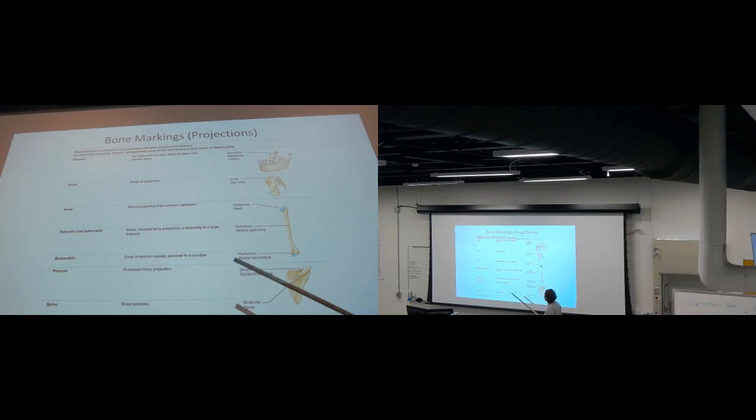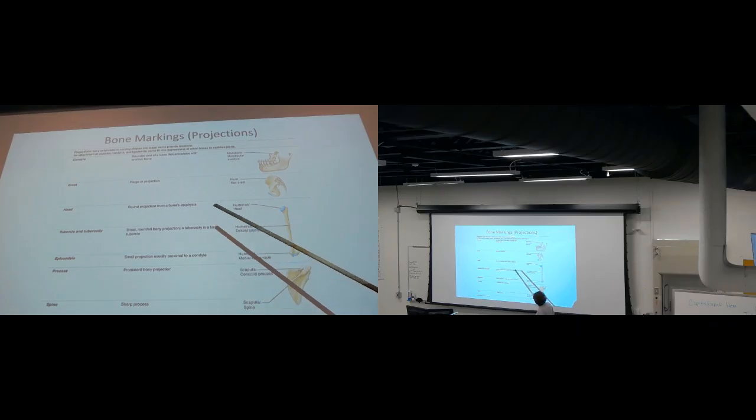Now, heads. Heads are rounded projections. They are bigger than condyles. Condyles have kind of an oval shape, but the heads are almost circular. And then we have heads in several bones, including the humerus, which is our arm bone. So this is the humerus head. And then we have it as well in the femur. We have it as well in the ribs.